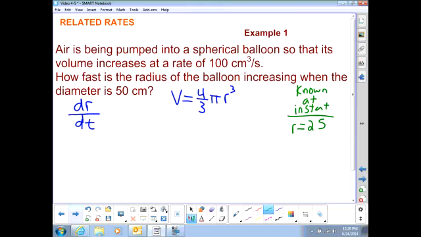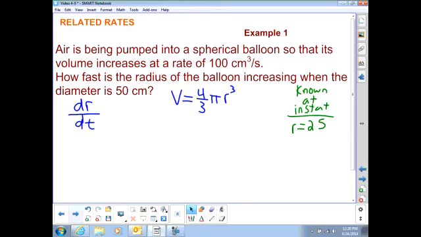Now, the things you're finding at an instant do not get subbed in until after you've taken a derivative. The only things that can get subbed in before you take a derivative is anything that is constant throughout the entire scenario. Our only variables in our equation are volume and radius. Throughout our scenario, as the balloon is growing, both the volume and the radius are changing. So we actually don't have any things that are constant in terms of the V and the r. You could say the 4/3 pi is constant, and that's why that's already in the formula.